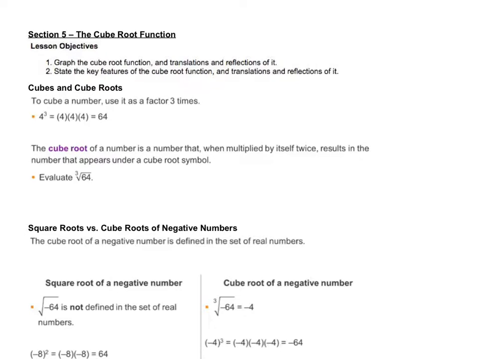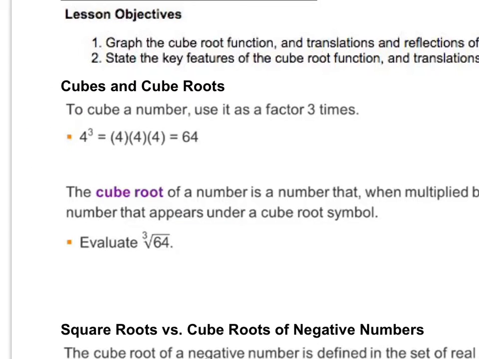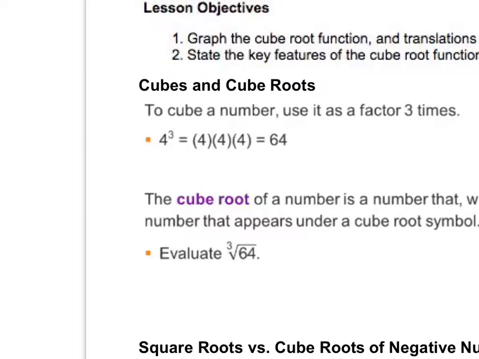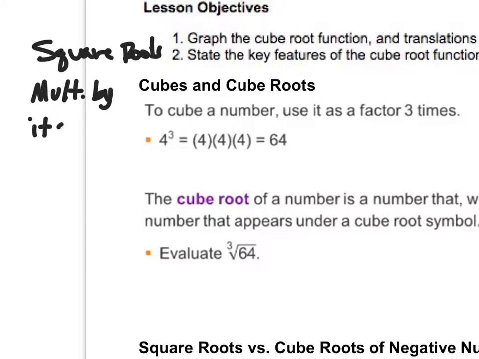So let's talk about what a cube and cube roots are. When we talked about square roots, let's write that down over here, square roots, you multiply something by itself twice. Square and square roots multiply by itself twice. You're dealing with 2.